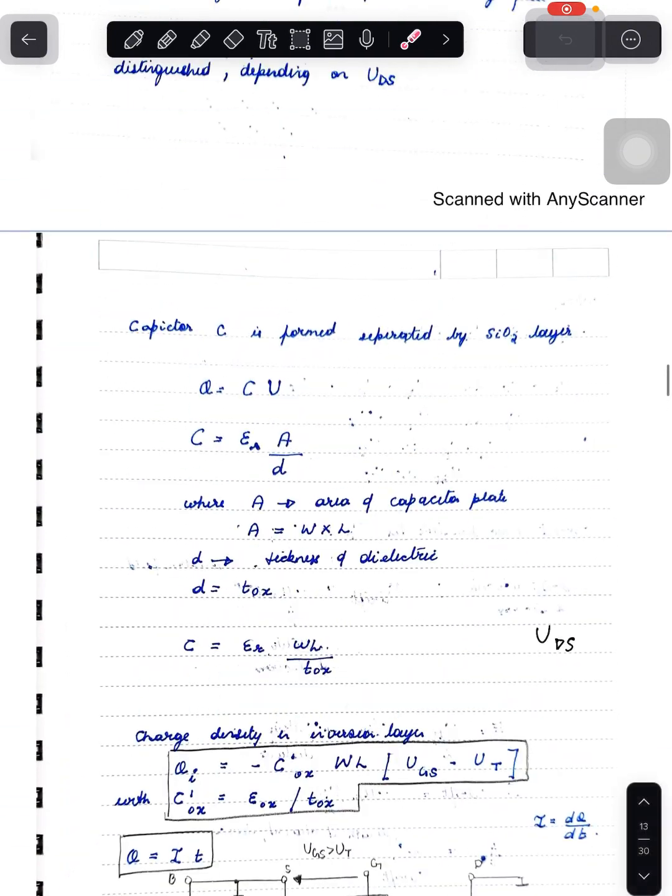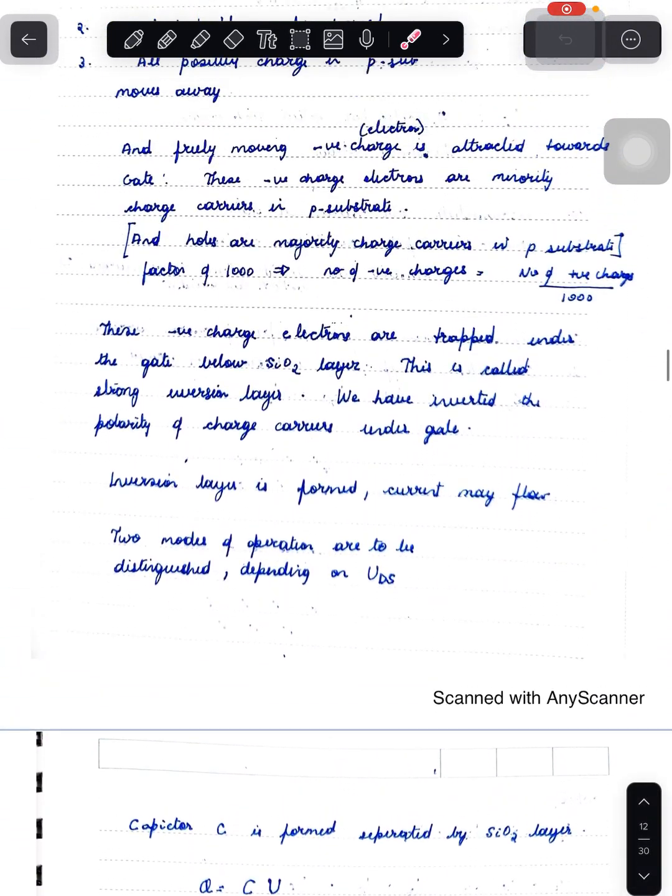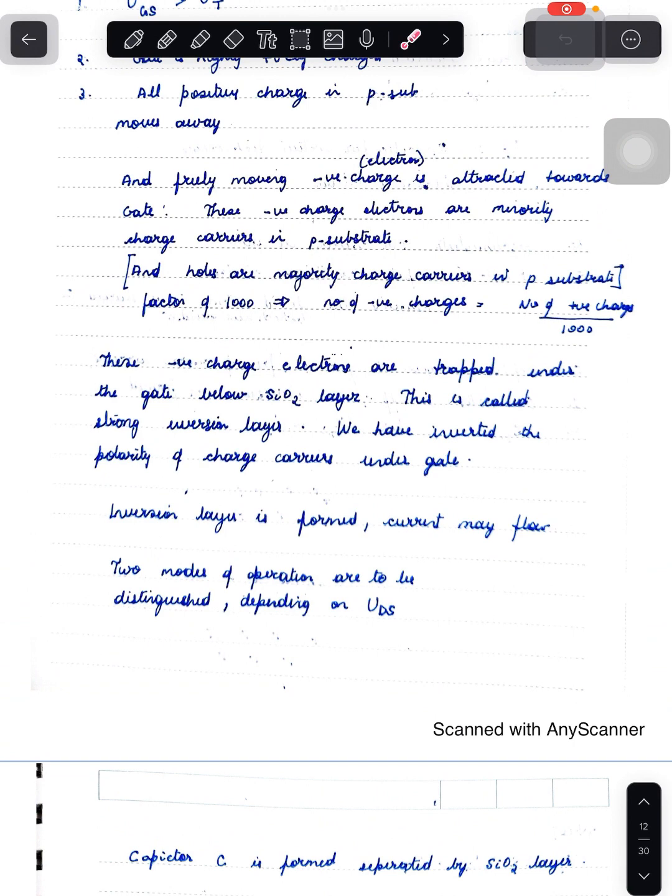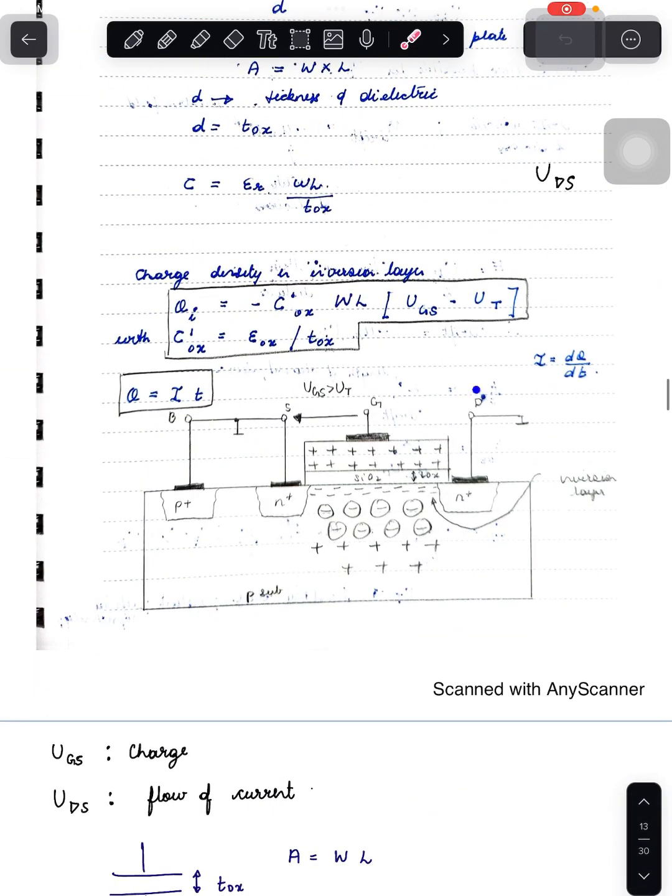This region is called an inversion region or an inversion layer, because we have inverted the polarity of charges under the gate from positive to negative. And when we apply drain to source voltage, the current flows. So when we apply drain to source voltage, we see current flow because of this channel formed.